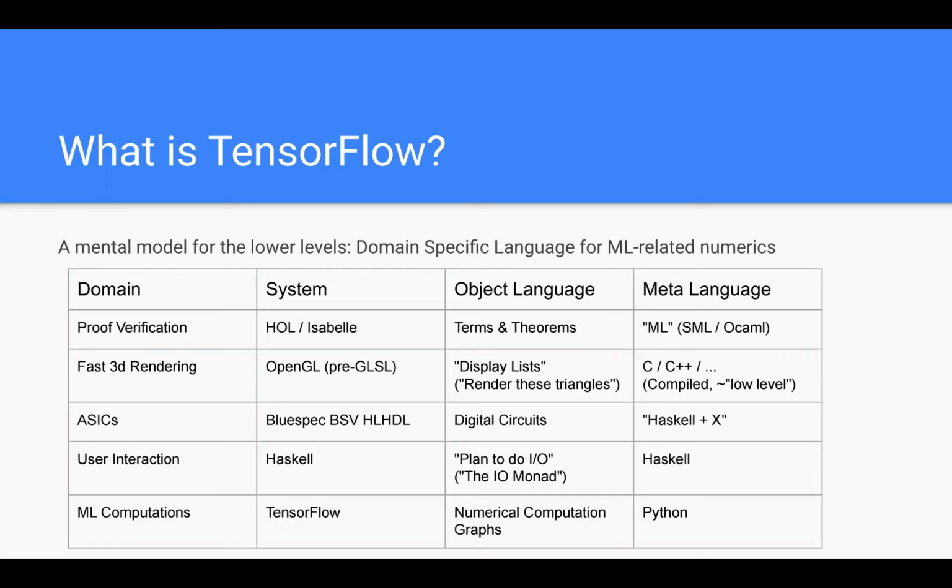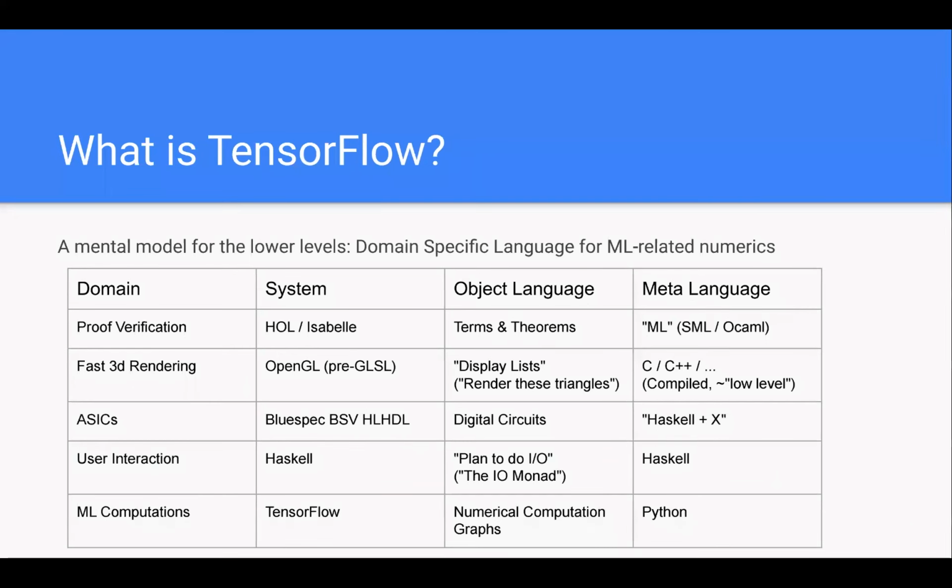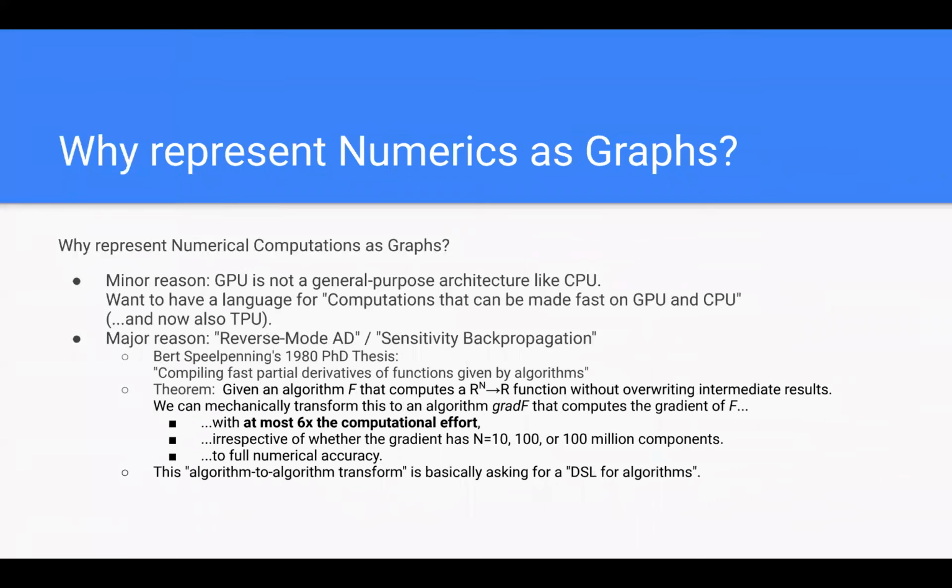Now, for machine learning computations, looking at TensorFlow as a system, the object language here is numerical computation graphs, and the meta language with which we are setting up these graphs and manipulating these graphs is Python. So why would one want to represent numerics as graphs? There's a minor reason for this and also a major reason. The minor reason is that a graphics processing unit, a GPU, is not a general purpose architecture like a CPU, but we still would like to have some language for computations that can be made fast, both on GPU and CPU, and now also on the tensor processing units, TPUs, that Google introduced. You can rent these from us.